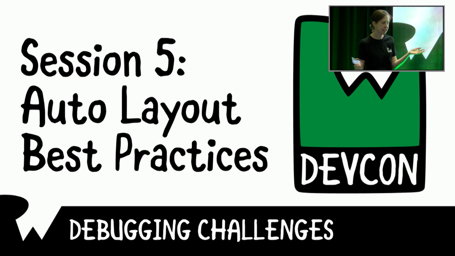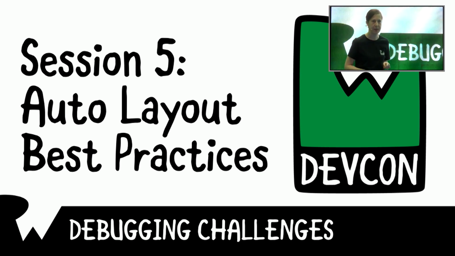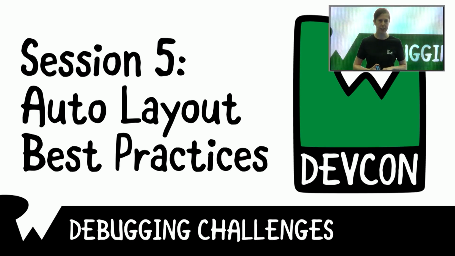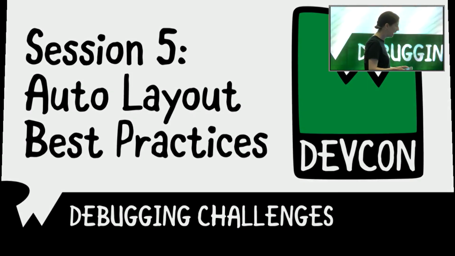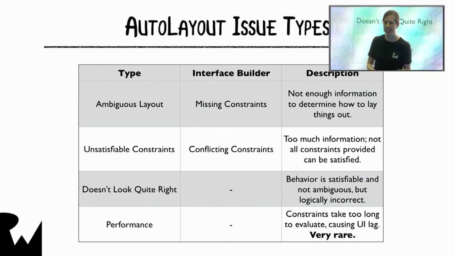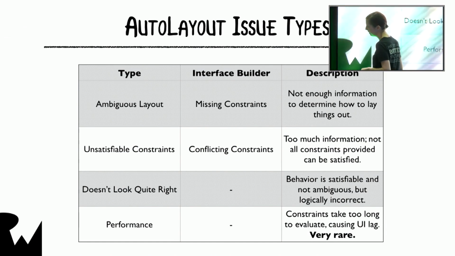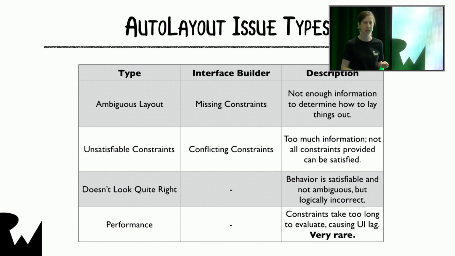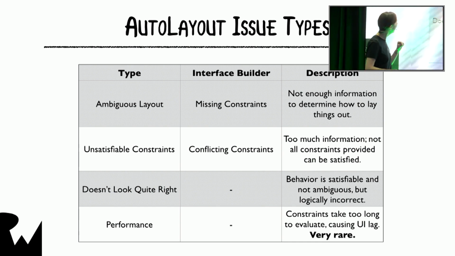If you're just joining us, this is session number 5, AutoLayout Best Practices. We're just about to get into some debugging challenges with AutoLayout, which is a bit of fun. So before we get into debugging, I think it's useful to have a sense of the different types of errors that you could encounter when using AutoLayout. And this is my best approximation of the 4 types that you might come across.